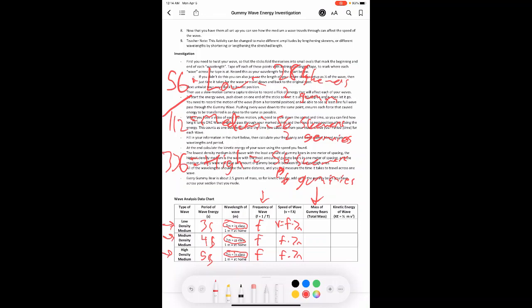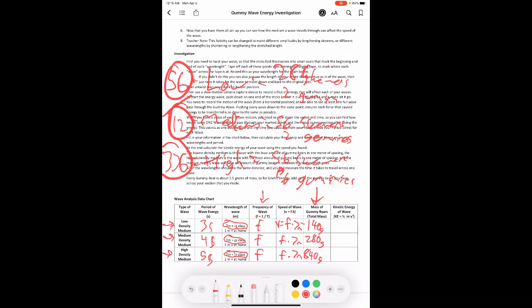Now, ultimately, we're trying to find the mass of the gummy bears. So the mass of the gummy bears would be multiplying these total amounts by the 2.5 grams. So 336 times 2.5 grams would be 840 grams. Medium density one had 112. 112 times 2.5 would be 280 grams. And then 56 times 2.5 would be 140 grams.